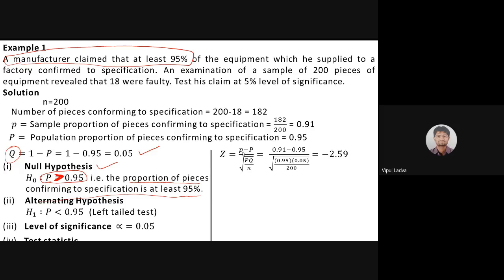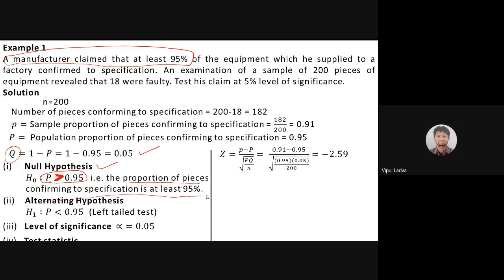Now we have the value of P into Q divided by N. When I use my calculator, it gives me minus 2.59. This z-score is negative because we are dealing with the left tail test. We are totally good with this; the negative sign makes no difference. Instead of the negative value, we will be dealing with the absolute value of z.